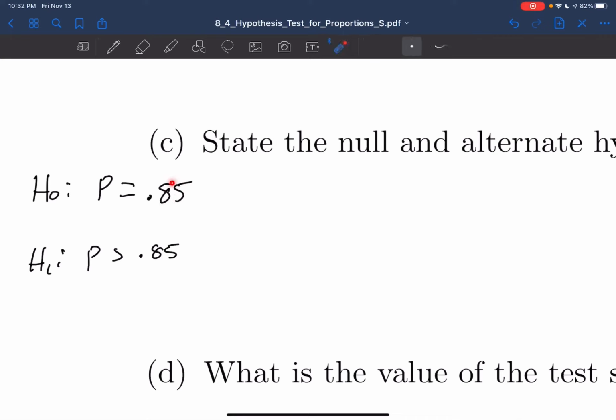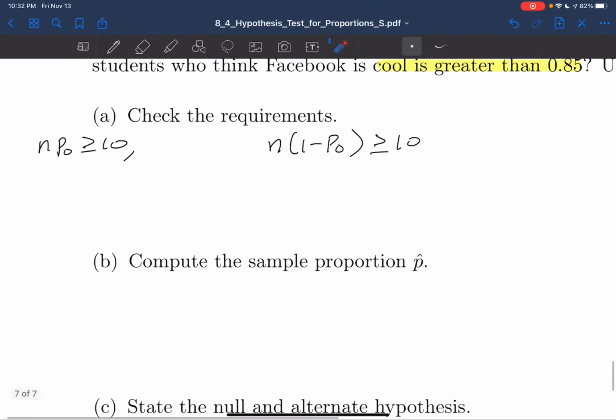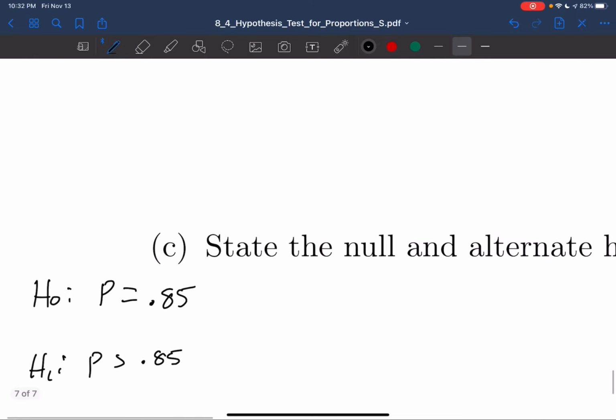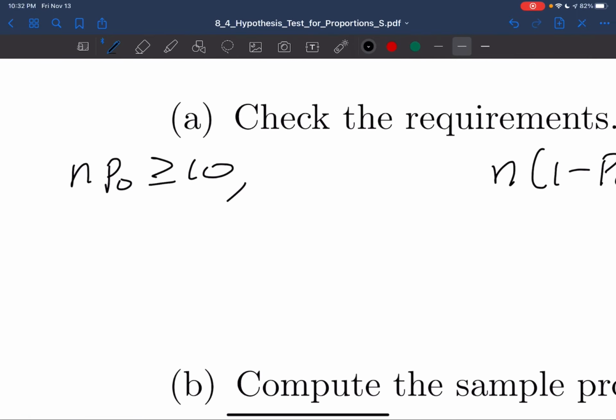So here our P naught is going to be 0.85. So if we come back here, we could check that n times P naught, which is 500 times 0.85, is going to be equal to 425, which is greater than 10.